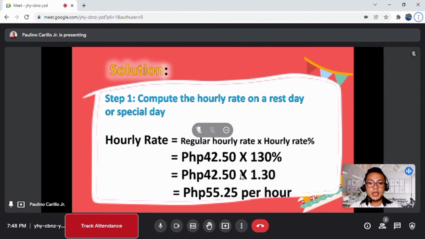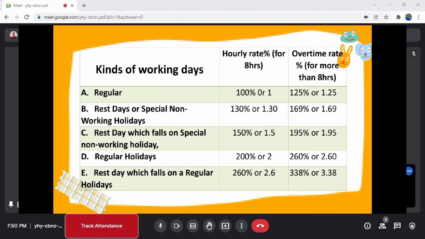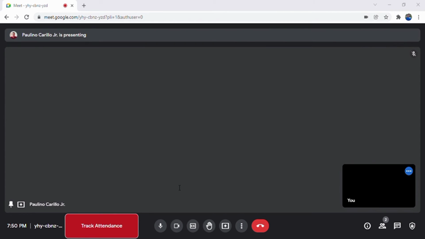Using our calculator, we get 55 pesos and 25 centavos hourly rate of Myrna on her rest day or special day. What is noticeable in this solution is this hourly rate and the overtime rate, because it will change depending on the kind of working days. Notice that the hourly rate and the overtime rate for an ordinary day are very different from rest day or special working holidays, as well as from the rest day which falls on the non-working holidays, regular holidays, and the rest day which falls on the regular holidays. Therefore, we need to take note of this.